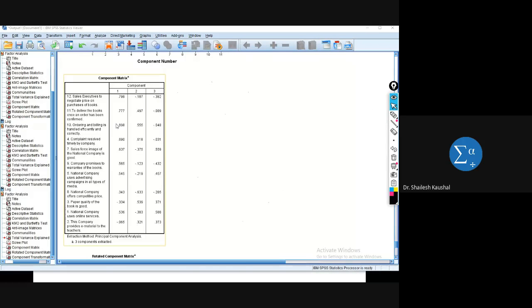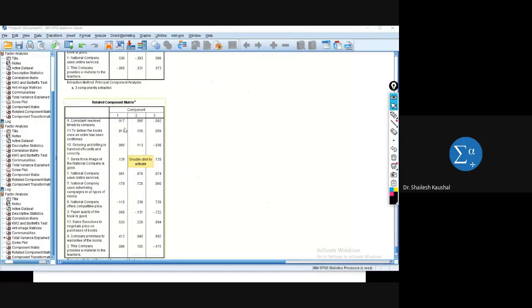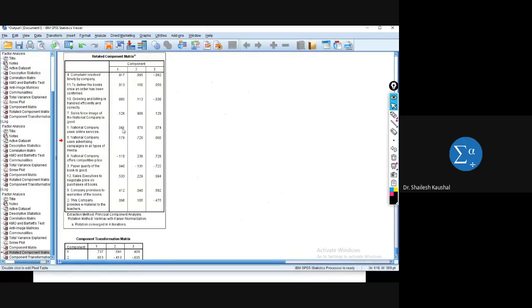the variable whose value is high on one factor and low on the others. So in this particular question number 4, it is highly related with only factor 1 and less related to component 2 and 3. So we will take this variable, this variable, this variable. So we will take those variables whose value is greater than 0.6. So we will obtain this. So we can delete all other factor loading values whose value is less than 0.6.